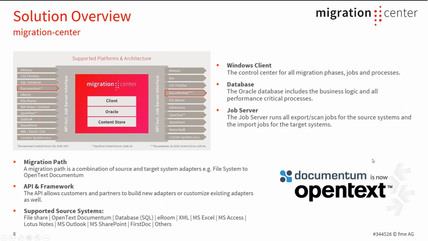So from the migration path point of view, as you can see, Documentum to Documentum is of course supported, but there are also a couple of other migration paths like Alfresco to Documentum, FirstDoc, SQL databases, eRoom, FileShare, Lotus Notes, any kind of Lotus Notes applications, OpenText, so content server to Documentum, or even Outlook, SharePoint, and we have a couple of other connectors for Excel spreadsheets or CSV or XML files.